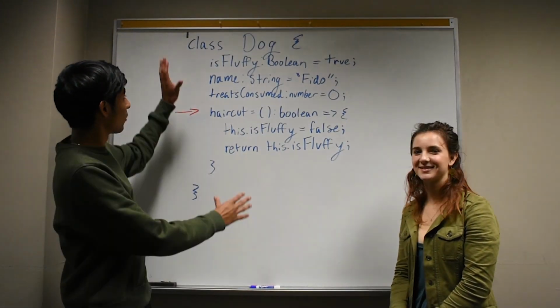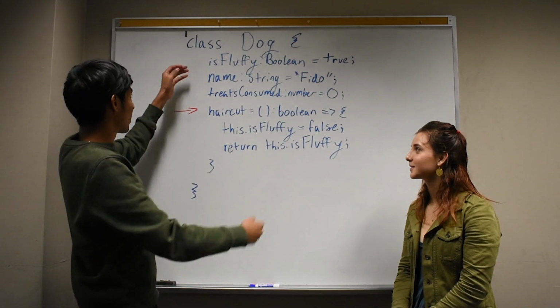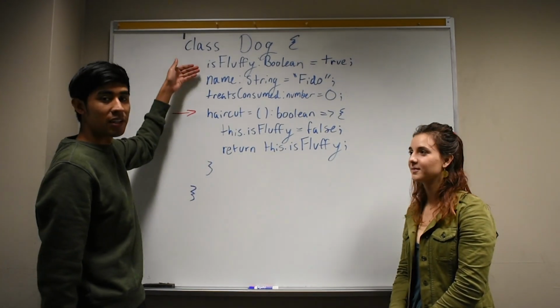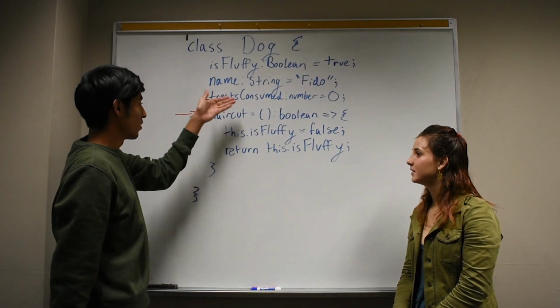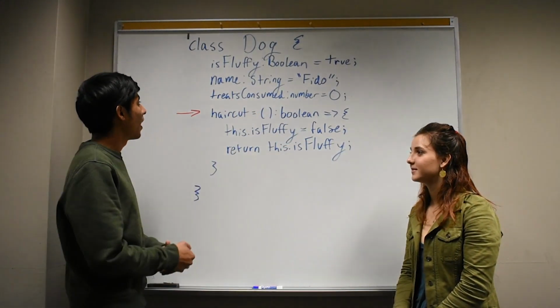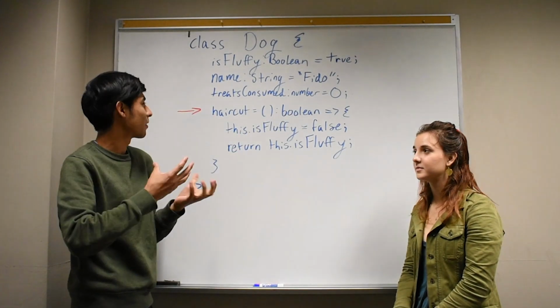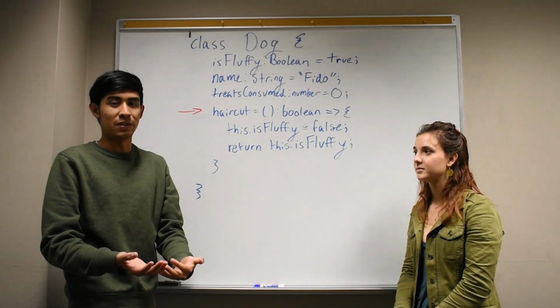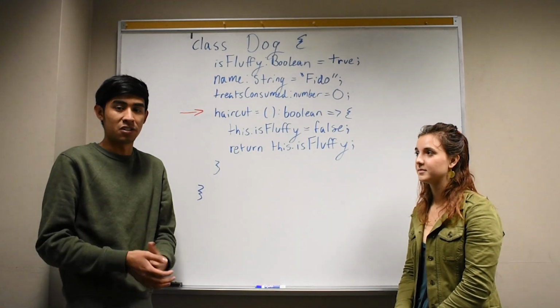So for example, here we have a class we're going to call Dog. It represents a dog object. Here we have three properties: isFluffy, which is going to be a boolean, name, which is a string, and the number of treats consumed, which is going to be a number. You can think of these properties as specific to any instance of a dog object. For every dog object that we have, there might be variations in each of these.